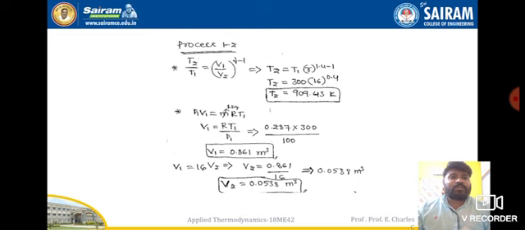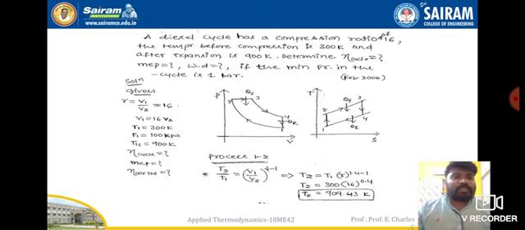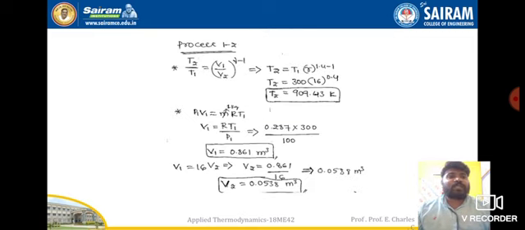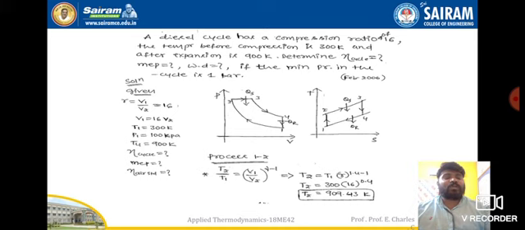The only thing you should know here is what the compression ratio is. Compression ratio is V1 by V2, cutoff ratio is equal to V3 by V2, and expansion ratio is equal to V4 by V3. If you know these three things, you can easily solve problems under the diesel cycle.